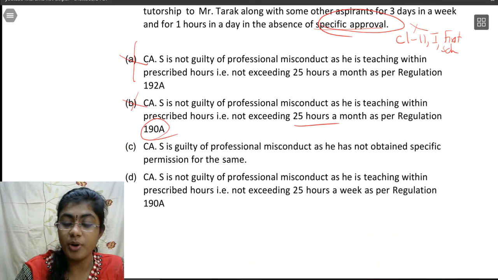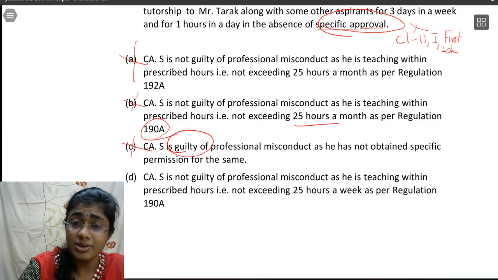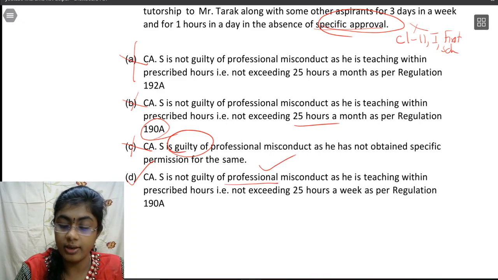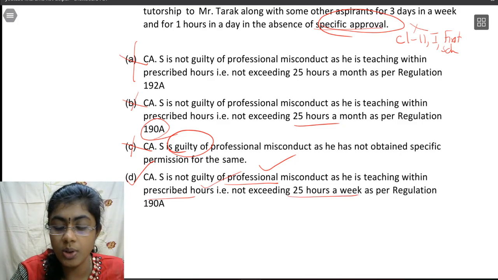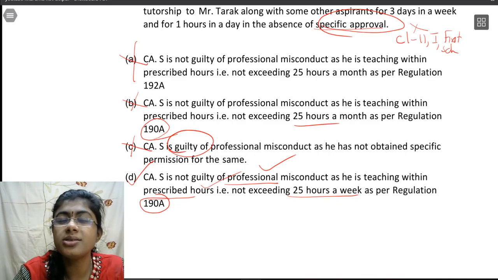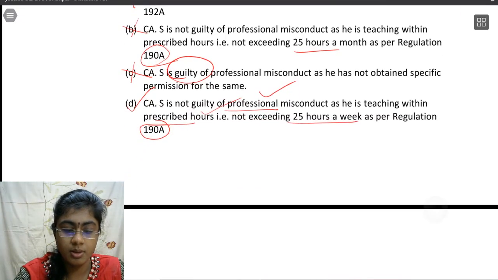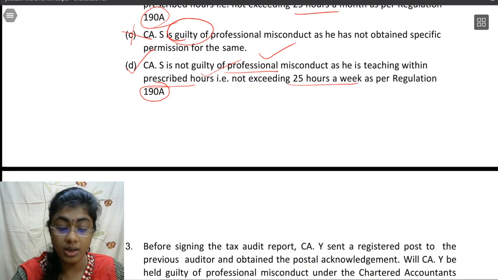CAS is guilty of professional misconduct. He is not guilty, no. So the answer should naturally be D, but reading on. CAS is not guilty of professional misconduct. Fine. As his teaching is within prescribed hours, 25 hours a week, and regulation 190A. It's a council regulation guideline. So the answer would be D. This answer we have already discussed while we were reading the question.